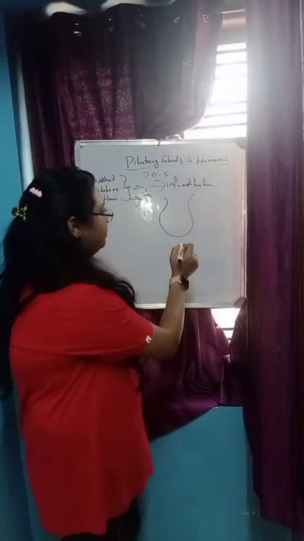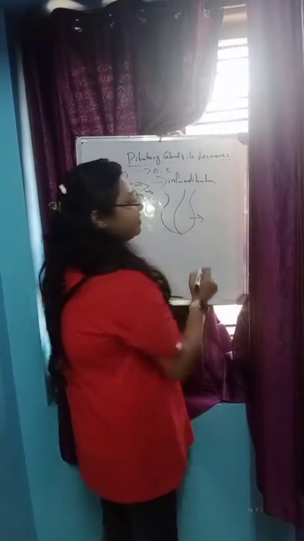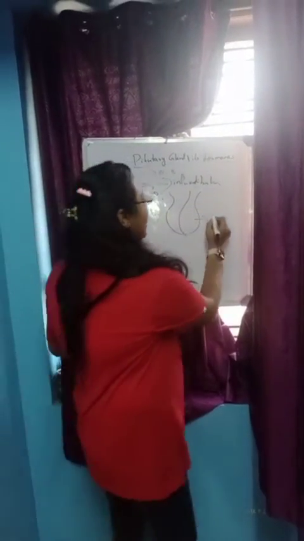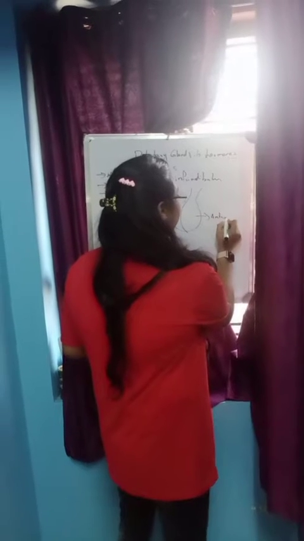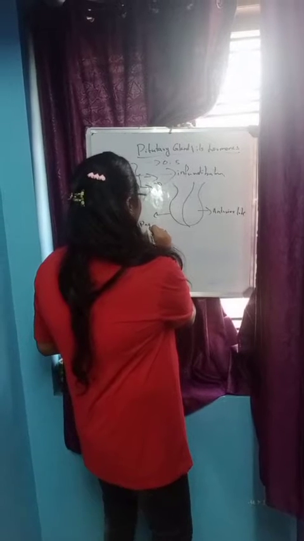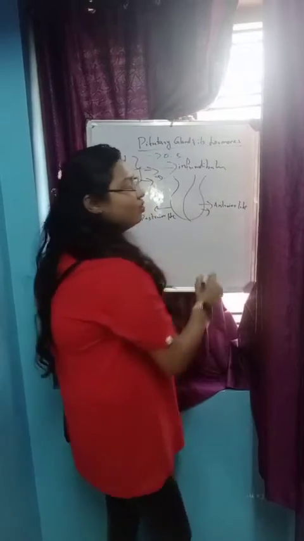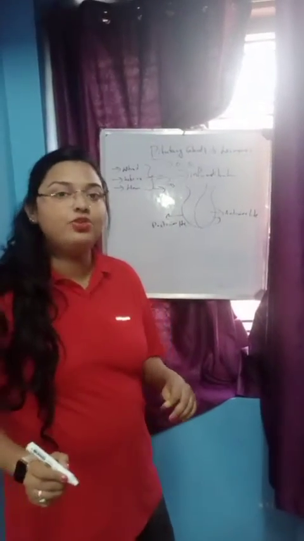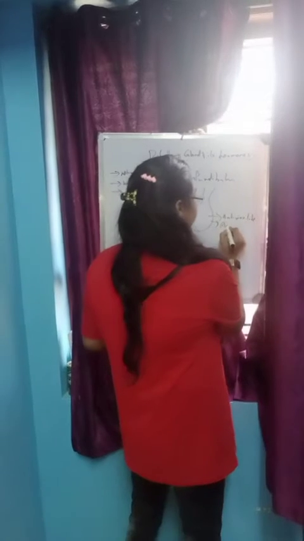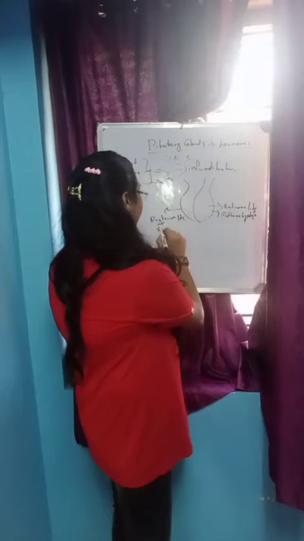it's a rough diagram. It is divided into two types, that is the anterior lobe as well as the posterior lobe. Fine. This anterior lobe is also known as adenohypophysis, and the posterior lobe is also known as neurohypophysis.